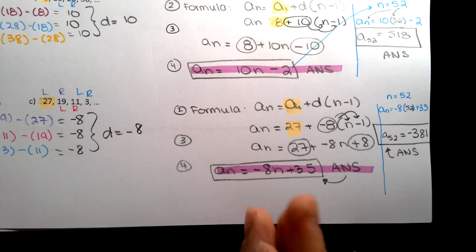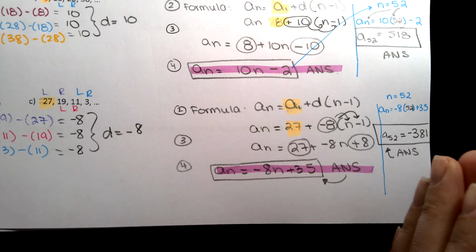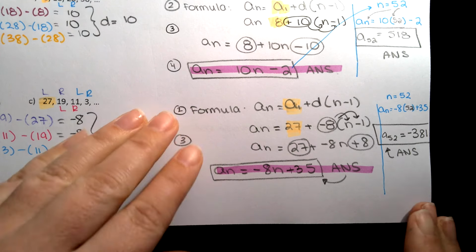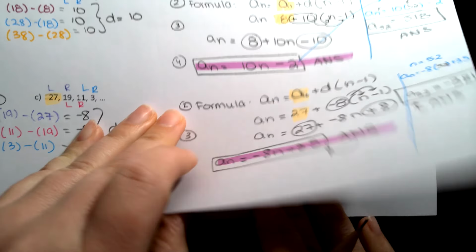Two parts. Writing the equation, solving for n is 52. Be careful, there is a two-part here. Okay, moving on.